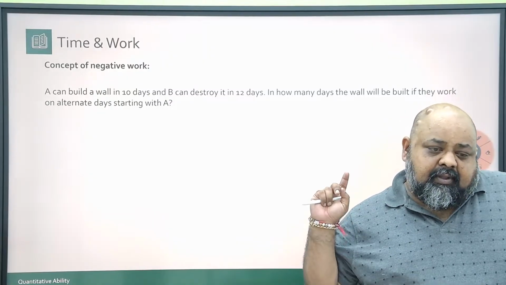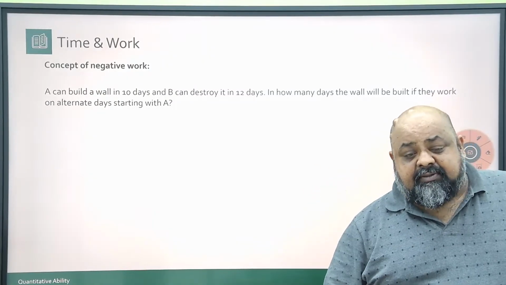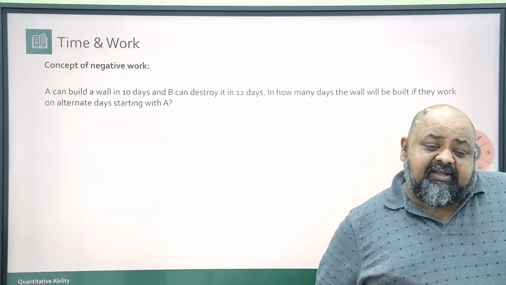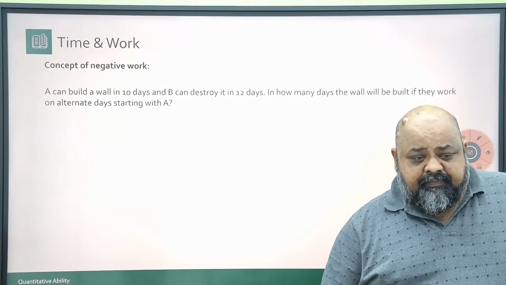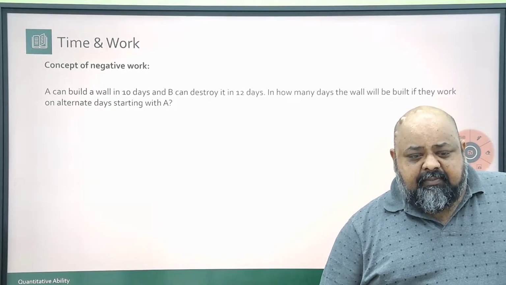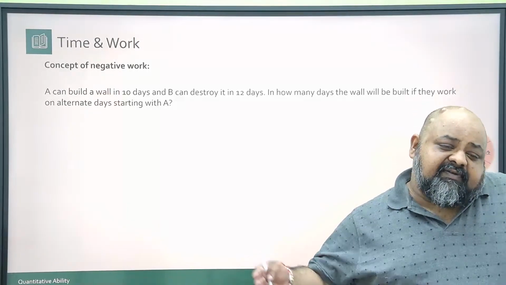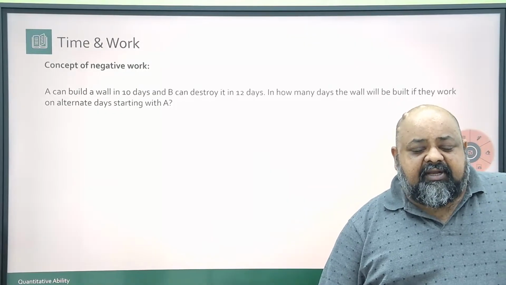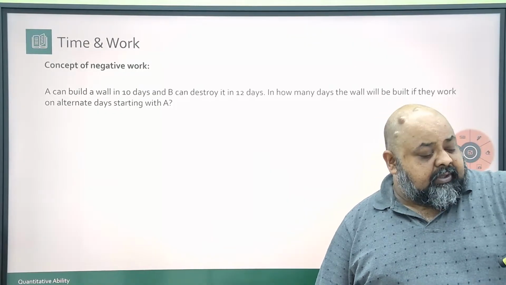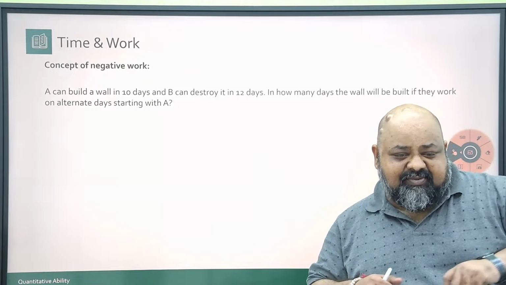ठीक? If they work on alternate days, starting with this, A पहले दिन आएगा, कुछ वॉल बनाएगा. B दूसरे दिन आएगा, कुछ वॉल तोड़ के चला जाएगा. फिर A आएगा, थोड़ा और वॉल बनाएगा, B आएगा, तोड़ के चला जाएगा. This will keep going on till the wall gets finished. In how many days will this happen for the first time? Again, 2 minutes, try this question.